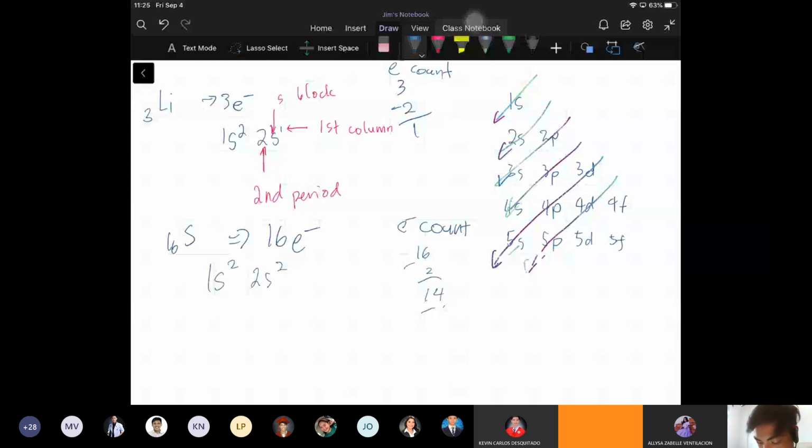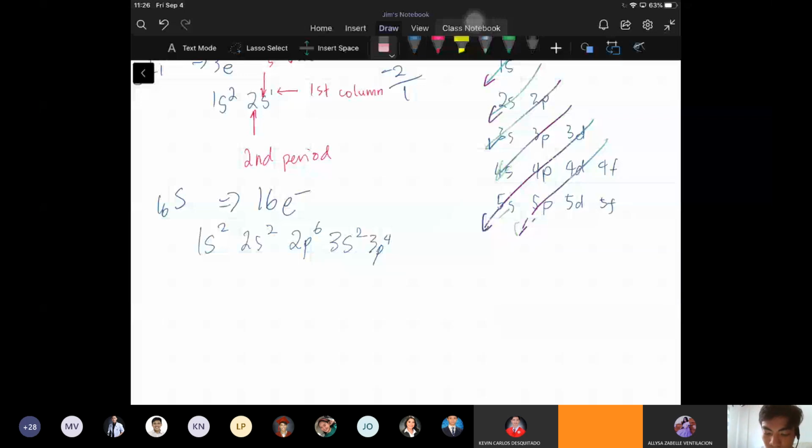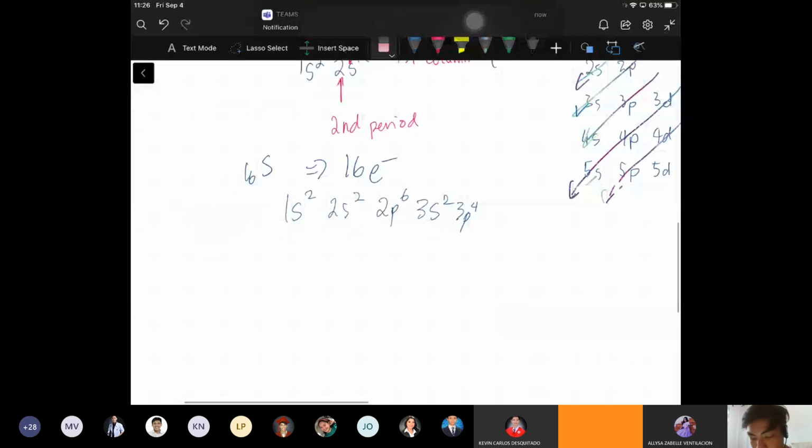2p6, nagamit ko yung 6. 6 pa. And 3s2 minus 2 yan. 6 minus 2, 4. Then 3p4. Ayun, nagamit ko na lahat, no? Okay, so yan. Ayan, so burahin ko na tong electron count. So our electronic configuration for sulfur is 1s2, 2s2, 2p6, 3s2, 3p4, no?